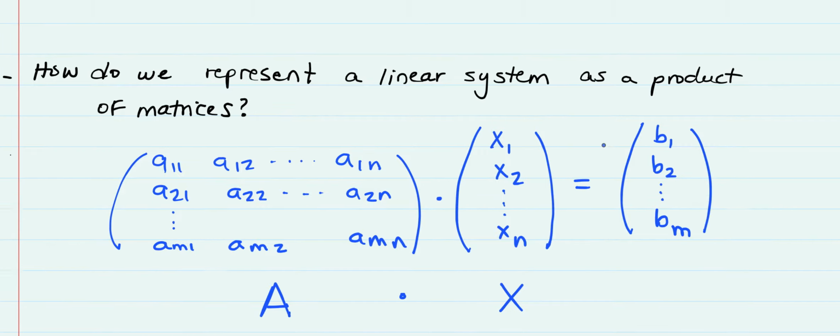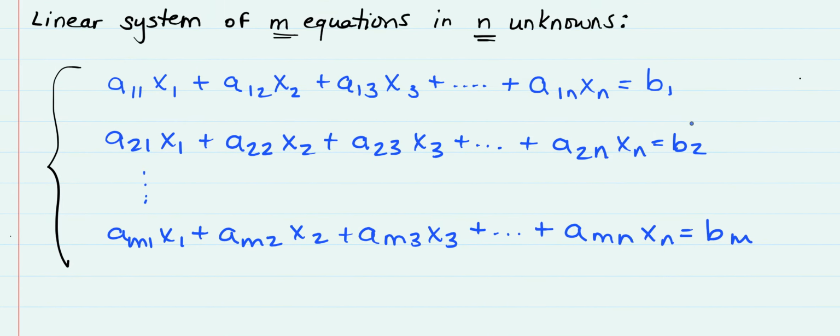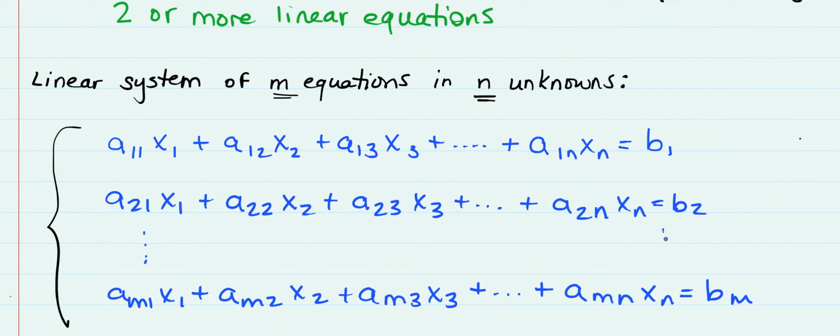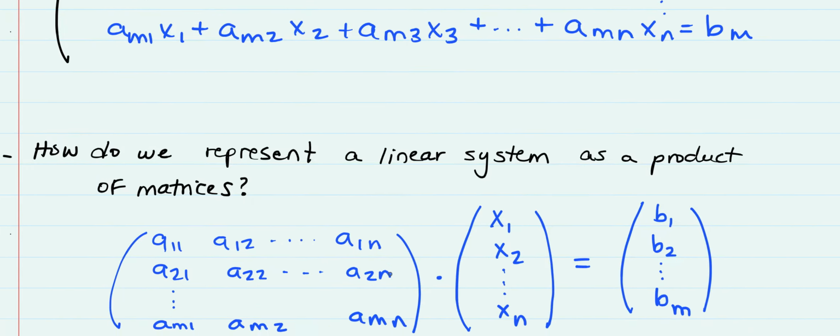Let me just scroll up again so you can see it. So I'm taking all of these B's. Then you can see I have n x's. Okay, scroll back down.